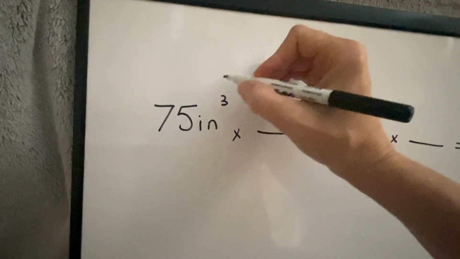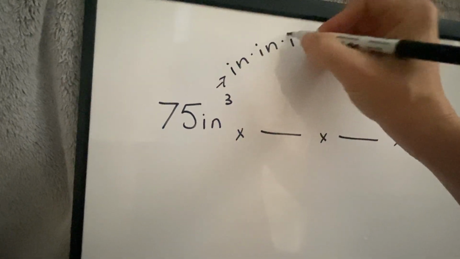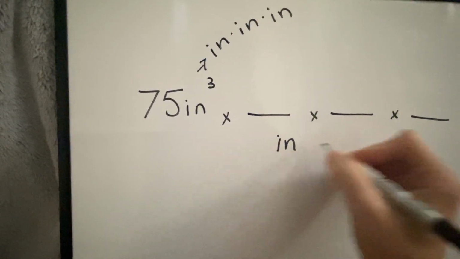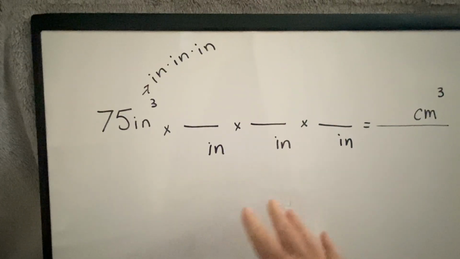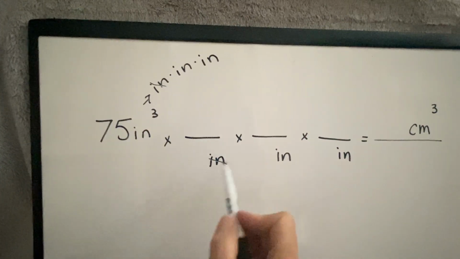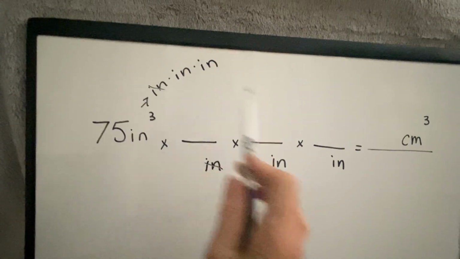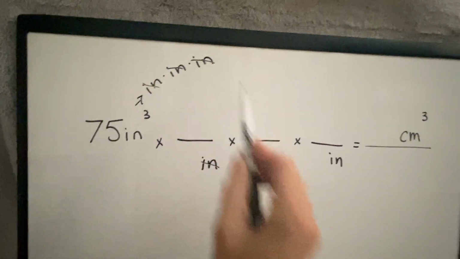So remember what I said this is. This is like inches times inches times inches, okay? So we need to get an inch over an inch, over an inch, over an inch, so that they all are going to cross out. So we're going to get inch over inch. It's like 1 divided by 1, or 5 divided by 5, or 20 divided by 20, okay? So these are going to kind of cross out, okay?